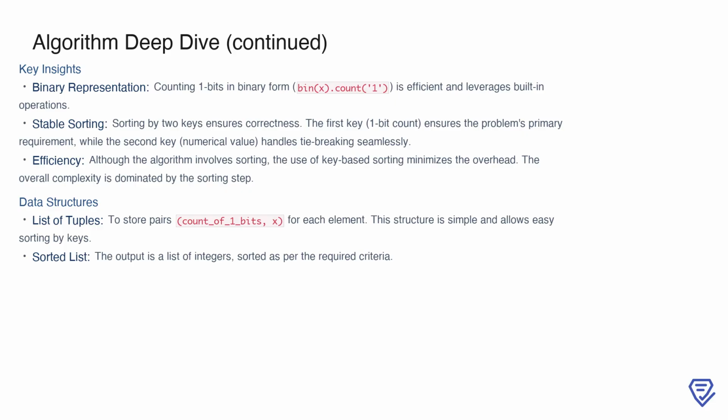From an efficiency perspective, the algorithm primarily relies on sorting, which is computationally efficient given that the sorting step dominates the overall complexity. For data structures, we use a list of tuples to store the pairs of 1-bit counts and integers. This structure is easy to manipulate and sort. The output is simply the sorted list of integers, extracted from these tuples, meeting the problem's specified criteria.